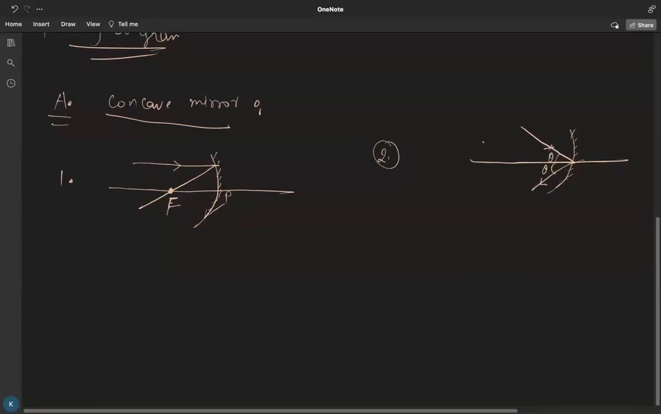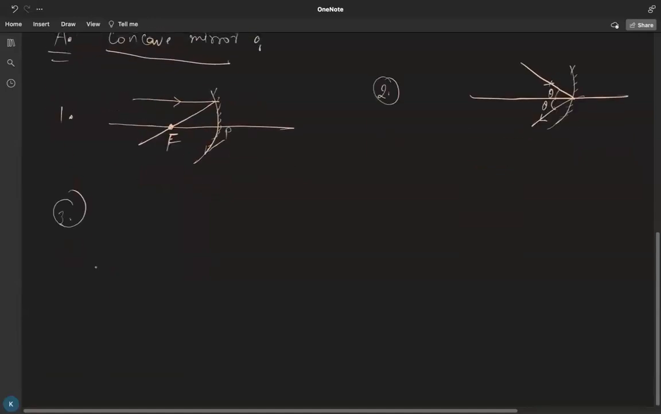Third concept: if a ray of light passes through the center of curvature, let me draw it in a good way, then it rebounds along the same path. The fourth point is that whenever a ray of light is incident from the focus, that is, it passes through the focus, after reflection it goes parallel to the principal axis. So these are the things you have to keep in mind for the concave mirror.